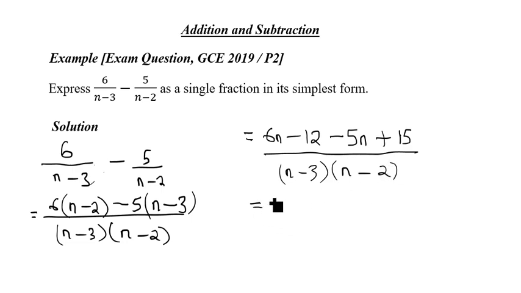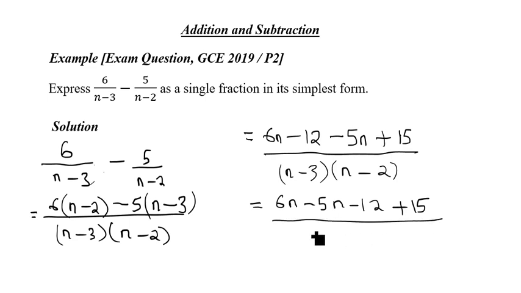Okay. Now at this stage, we have to group the like terms, because we can't subtract 6n minus 12 to be wrong. So let's group the terms. So I have 6n, the other term with the n, it is negative 5n. Okay, that's all. Then we go to the constants. So with the constants, we have negative 12 plus 15. Okay, wonderful. Then everything over n minus 3, n minus 2. All right, so we are almost done.